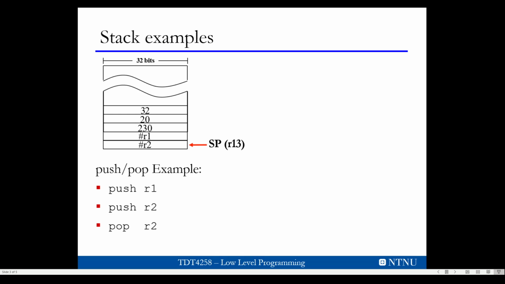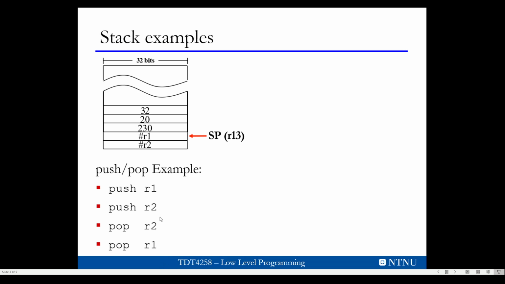Pop R2 does the opposite. It will read the memory location to which SP is pointing, take that value and store it in register R2 and increase the stack pointer. So that now this is the last occupied location. This location is actually free now.